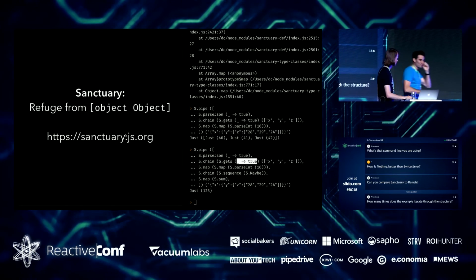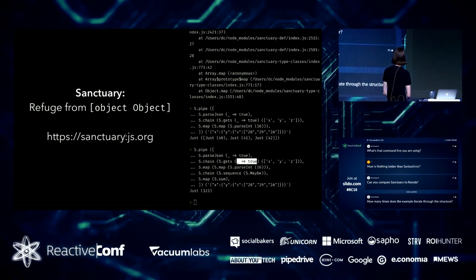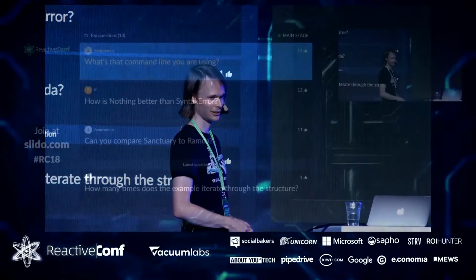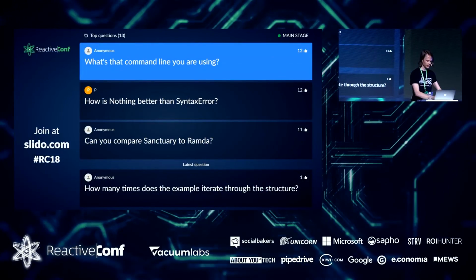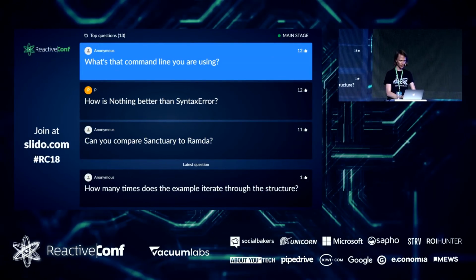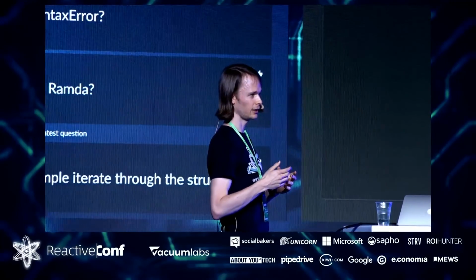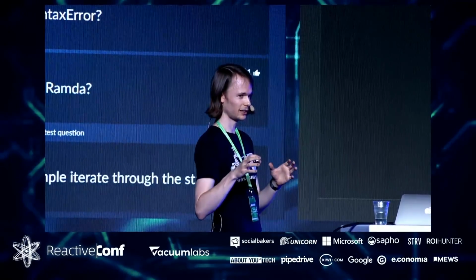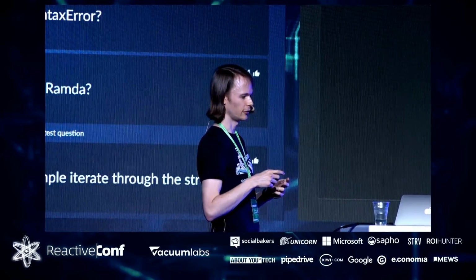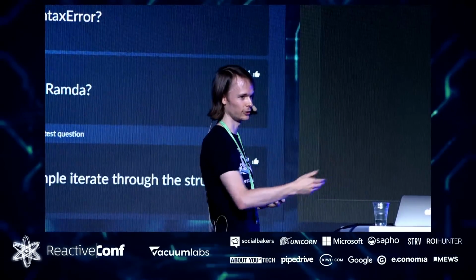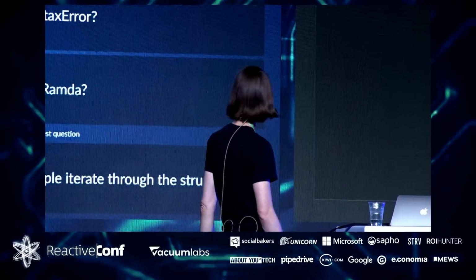All right, we got a couple of questions for you. Ready? Yes, sure. What's that command line you're using? That's called the node REPL. So all we needed to do to make this work, you might be wondering, how do we get these nice type signatures? If you specify util.inspect.custom, it's a symbol, then you can customize the representation of values when they're printed in the REPL.